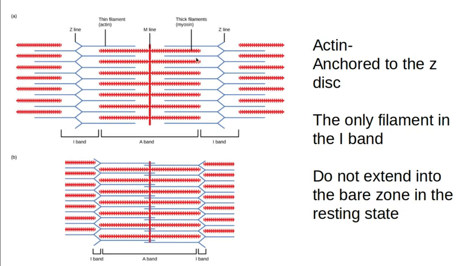So now let's talk about the actin. The actin is the thin filament. It's anchored to the Z disc. And as you can see, it's the only filament that you have in the I band. That's why it has a lighter color, because it's the thin filament here, and the A band has both, and the thick filament makes it look darker. It is important to know that the actin does not cross into this, they call it the bare zone, sometimes they call it the H zone, when it's at its resting state.